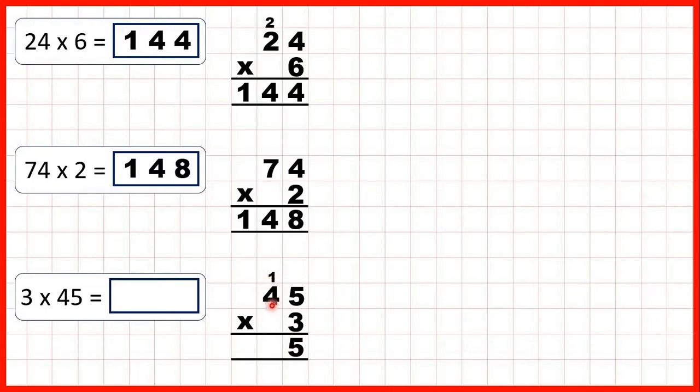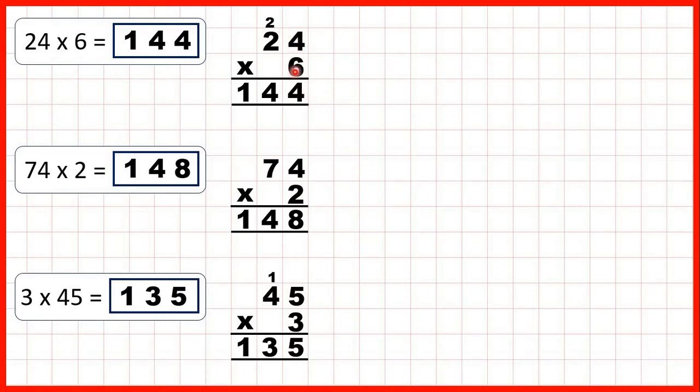And now 4 times 3 is 12, plus 1 is 13. And we can just write 13 in our answer line because we don't have any more digits to multiply. We don't have any other digit or any other place value to write the first digit above. So our answer is 135.